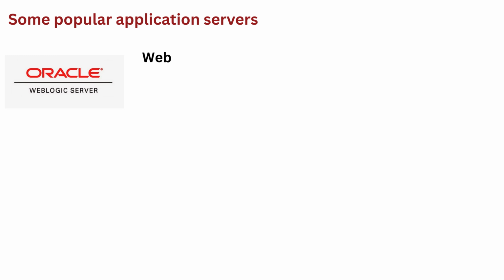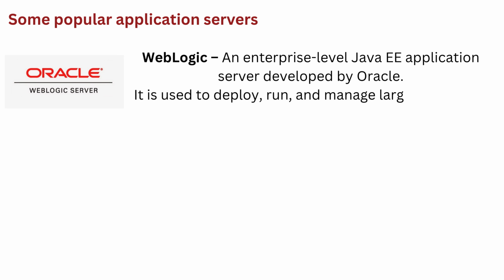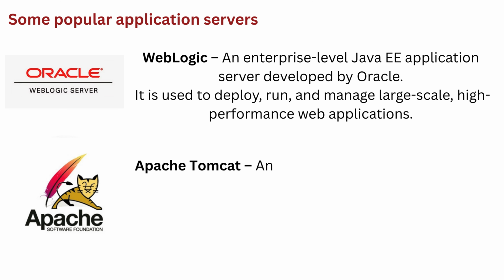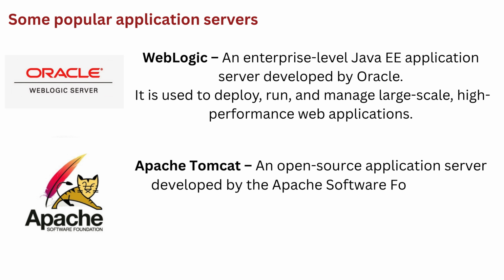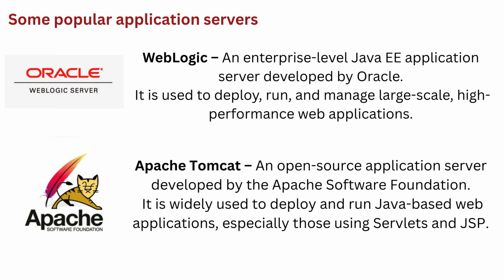Some popular application servers include Oracle WebLogic, an enterprise level Java EE application server developed by Oracle. It's used to deploy, run, and manage large scale, high performance web applications. Apache Tomcat, an open source application server developed by Apache Software Foundation. It is widely used to deploy and run Java based web applications, especially those using servlets and JSP.